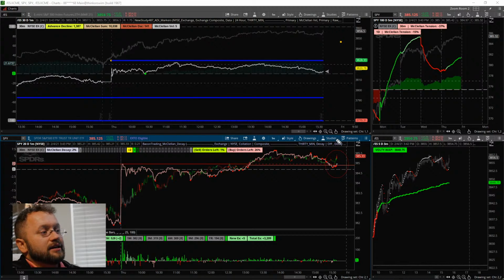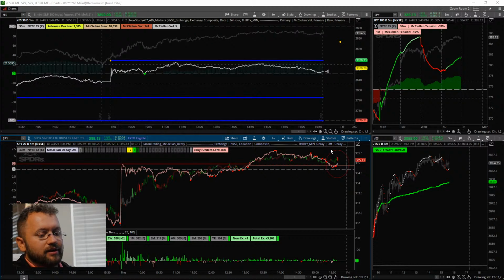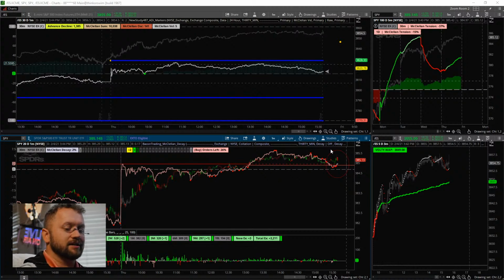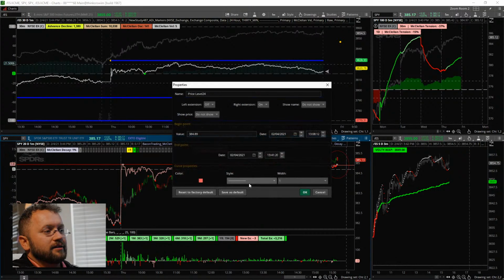And you could see, interesting, we didn't quite get here. So the market didn't quite get there. And you know what? This didn't actually get there. I was looking at the wrong line. That is my mistake. My bad. It was still just testing the backside of this.